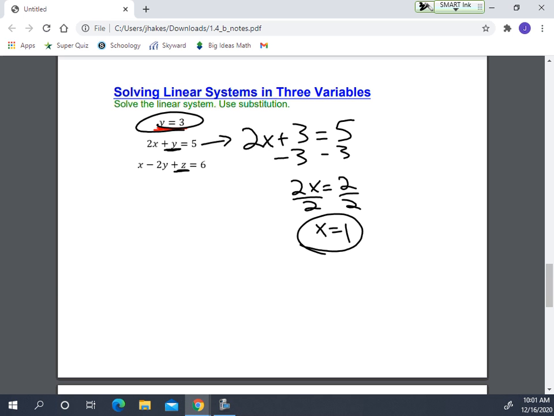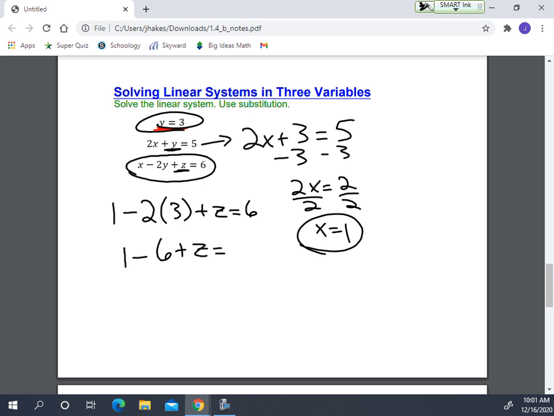How do we do that? We plug what we know into this bottom equation. We already know x. x is 1. Minus 2 times, we already know what y is, 3. Plus z is equal to 6. So we get 1 minus 2 times 3, which is 6, plus z is equal to 6. 1 minus 6 is a negative 5, plus z is equal to 6. Add 5, we get z is equal to 11.